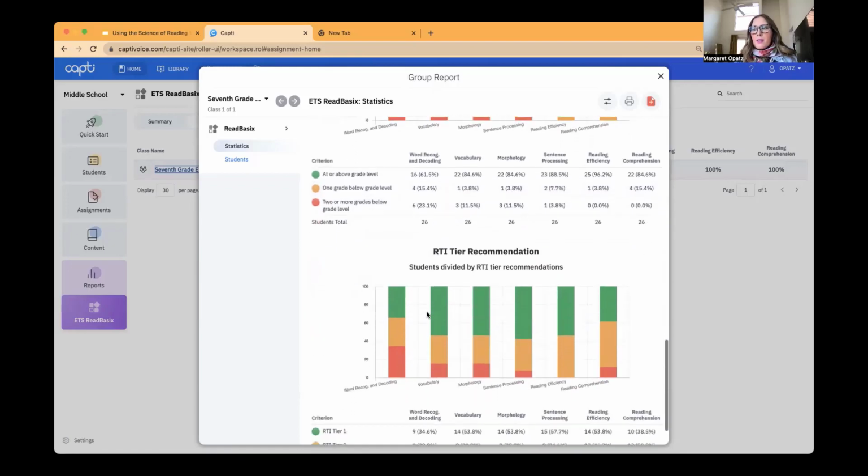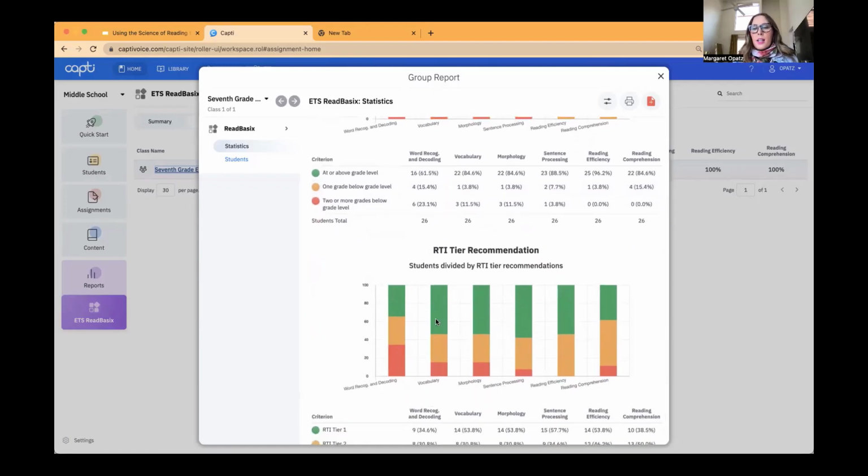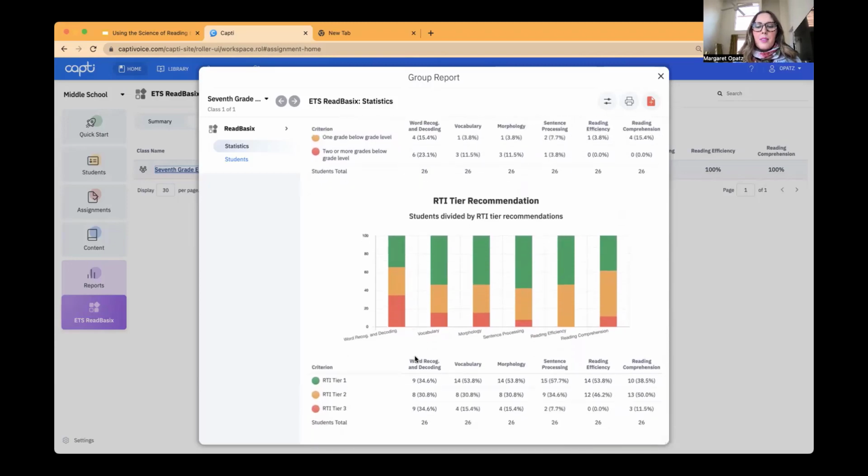For the RTI tiers, we can actually customize the RTI tiers away from the defaults. So the defaults are set, but you can actually customize those to change them based on your intervention capacity. And that's something that I can work with you on. And I've done that work with other districts as well. It really just depends on how many students you can serve, and we can customize those for you.